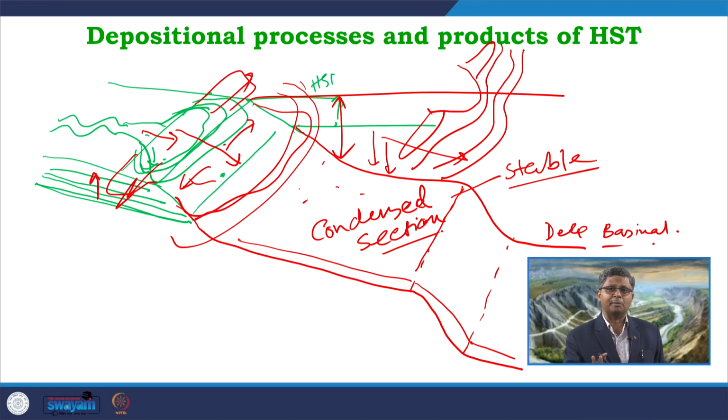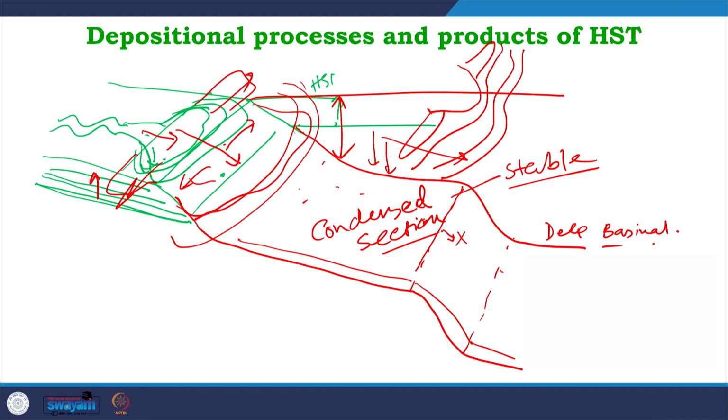Since this is stable, and we are not getting any high energy processes going on over here, the supply of high energy gravity flows is stopped now. And since there is no gravity flow, the supply of coarser sediments towards the deeper marine part, the deep basinal part, is absent. As a result, in the deep basinal part also we get the same kind of monotonous sedimentation, which is characterized by pelagic and hemipelagic mud deposition.